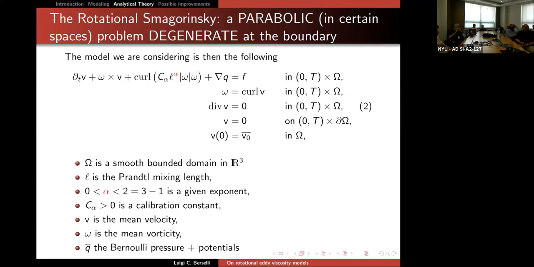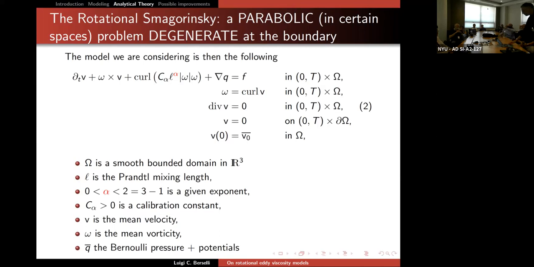So alpha should now be 2, because here we are putting p minus 1 and p is 3. And now I will explain why alpha equal to 2 cannot be used. The equations are rewritten in a fully rotational form. So instead of having the standard convection, we write it as omega cross v, and then there is a part which enters the pressure, which is the so-called Bernoulli pressure.